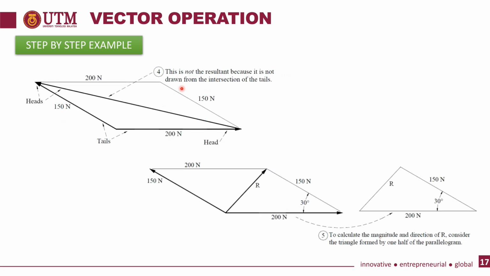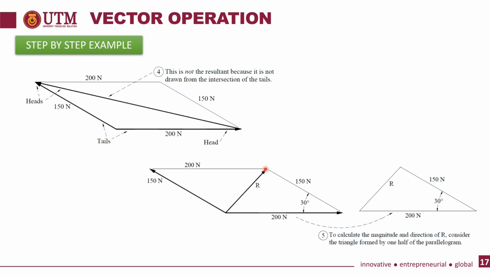All right, so this is not the resultant force because it is not drawn from the intersection of the tails. When you see here, this line is not the resultant force because it is not drawn from the tails intersection here. It must be drawn from the tails here to the intersection of the parallelogram you newly drew. So this is actually your resultant force, which is the intersection line.